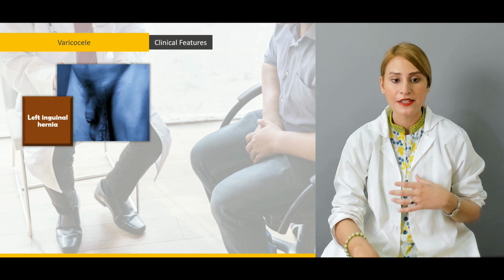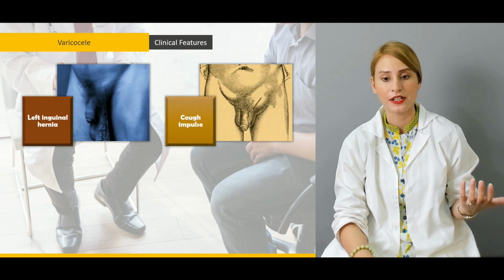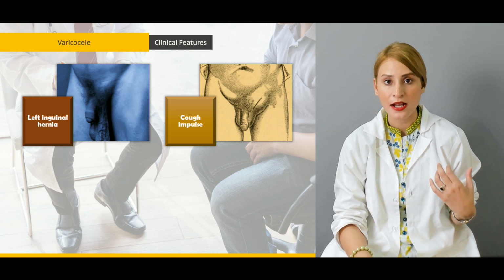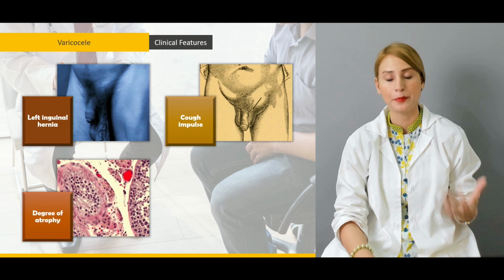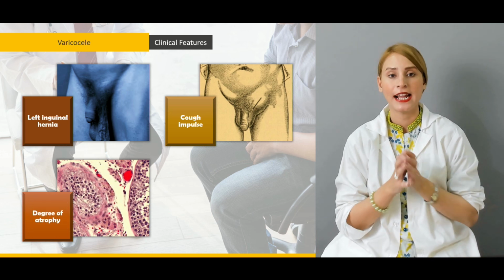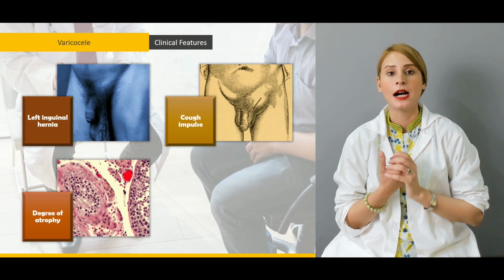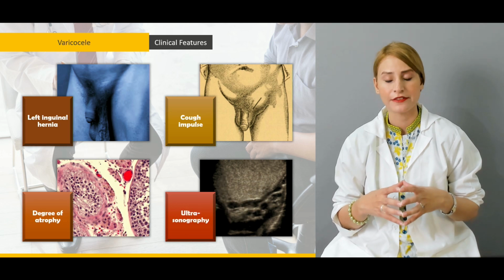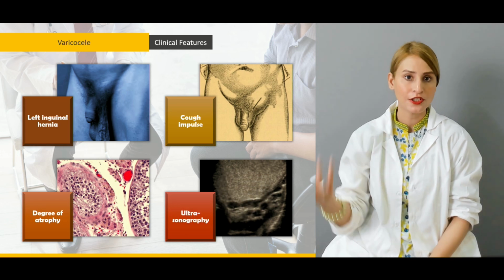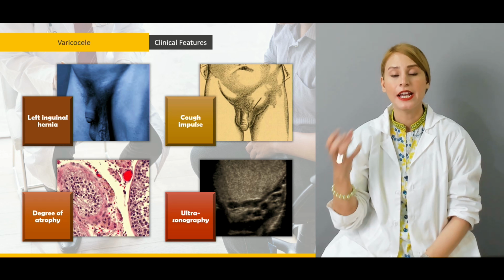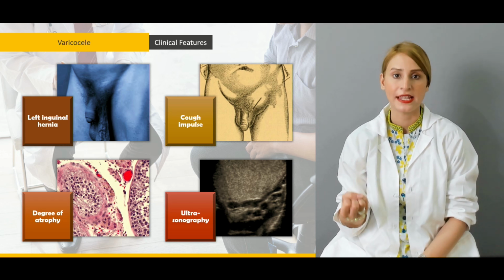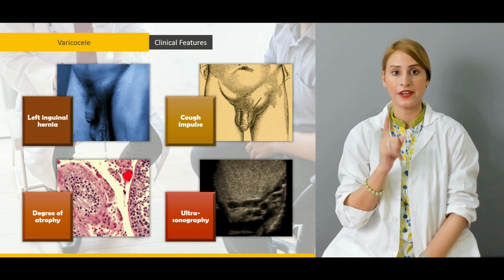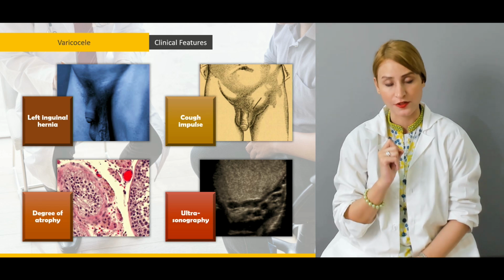So the clinical features with a varicocele would be a presentation like a left inguinal hernia, and there would be a positive cough impulse. You'll ask the patient to cough, and the swelling will be more prominent. That is called a cough impulse. And sometimes with a varicocele, there's a degree of atrophy as well. And when you do the ultrasonography, you can see the dilated tortuous veins. And this is something very important. Ultrasound is very much important in case of the scrotal swelling. Why?